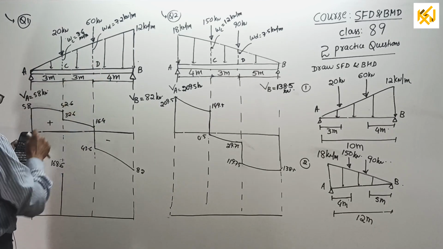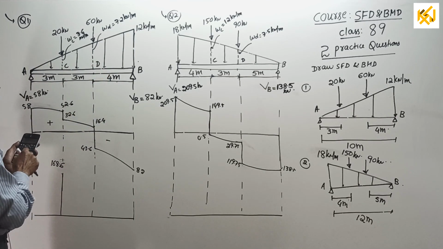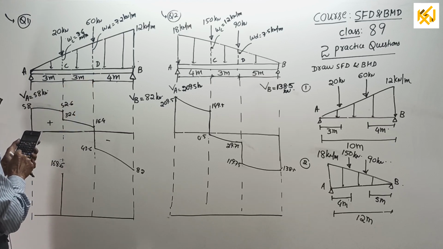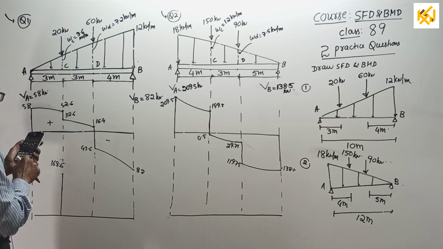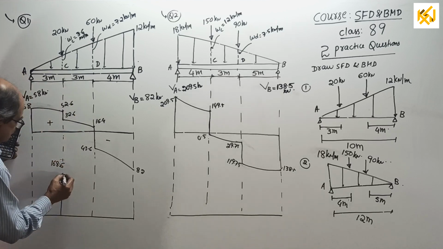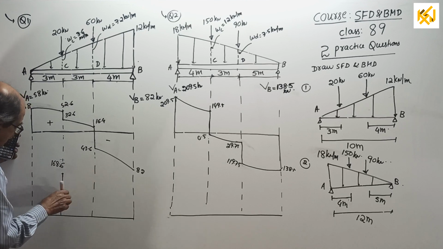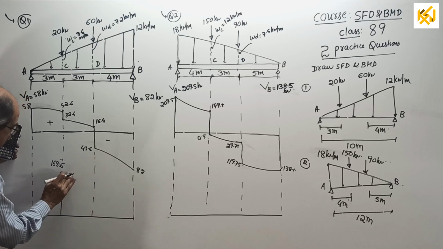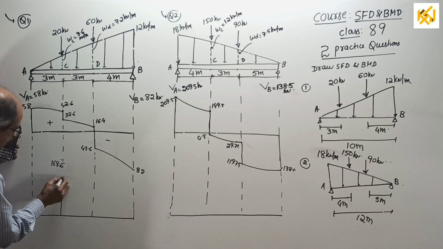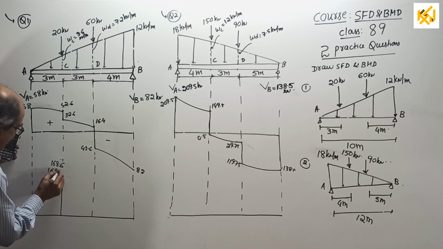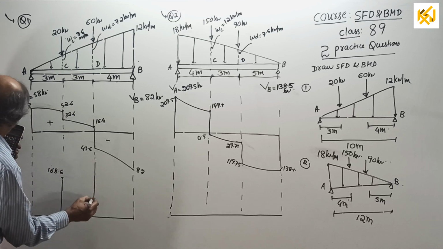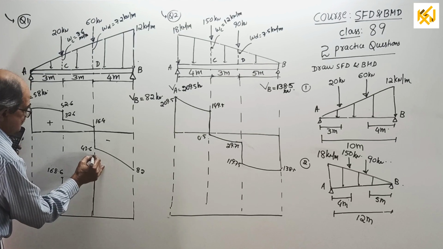58 into 6 minus half into 6 into 7.2 into 1 by 3 of 6 minus 20 into 3. 244.8. See, 244.8. 168 is 80. Again, up to here. I should reduce slightly here so that scale problem. 168.6 here, so that I can manage there. Here it is 244.8.